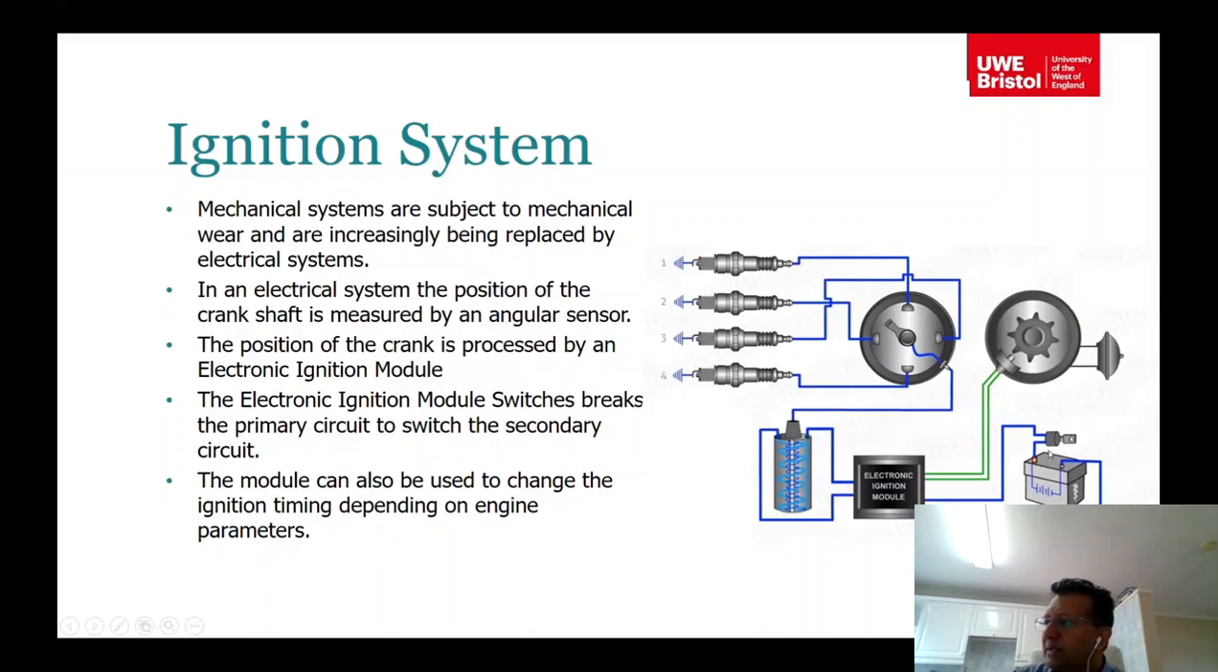So now this is the switch, this is the battery, this is the electronic ignition module, and this is actually the vacuum advance for the ignition system, and then that's the distributor.